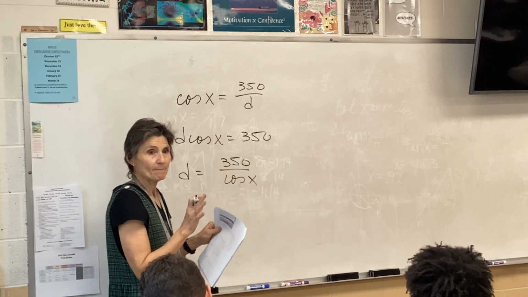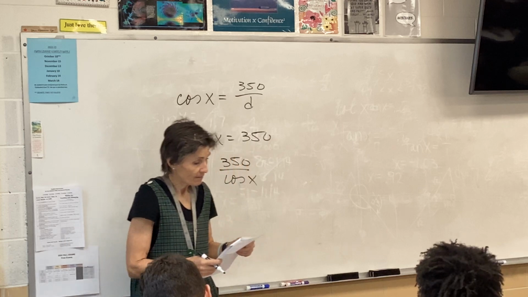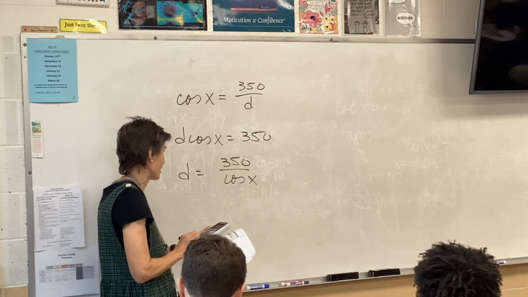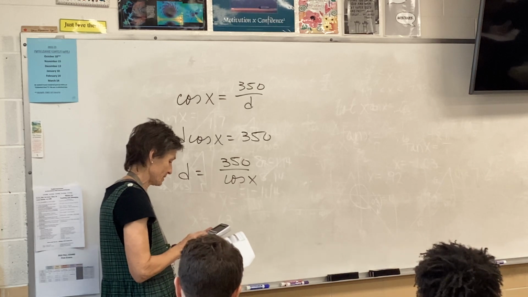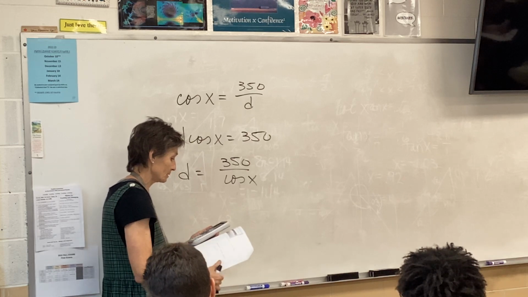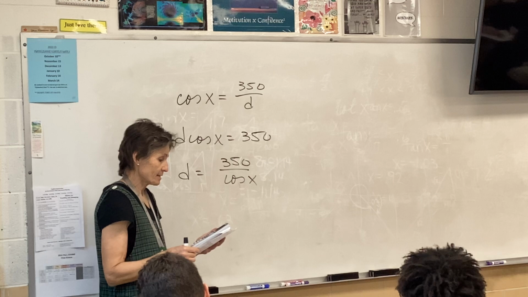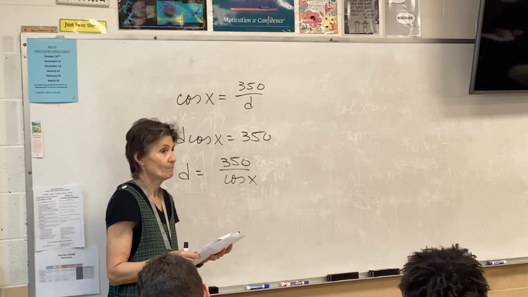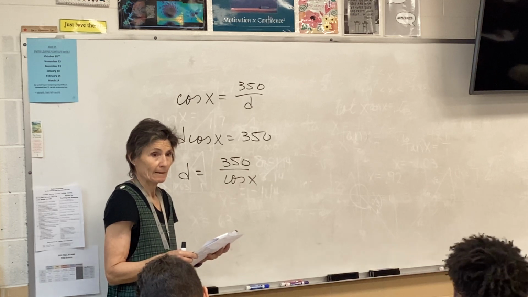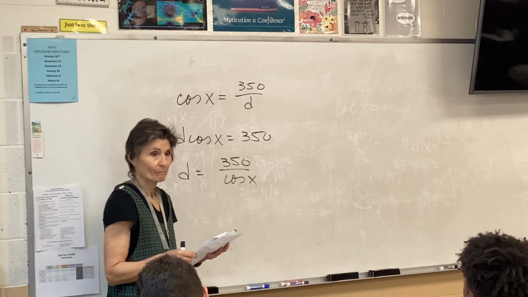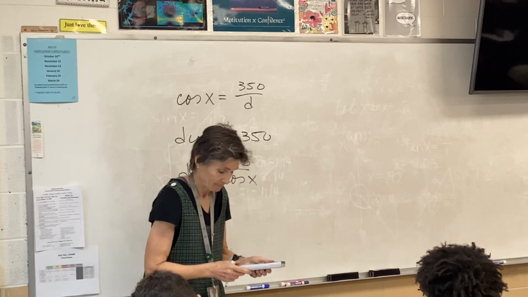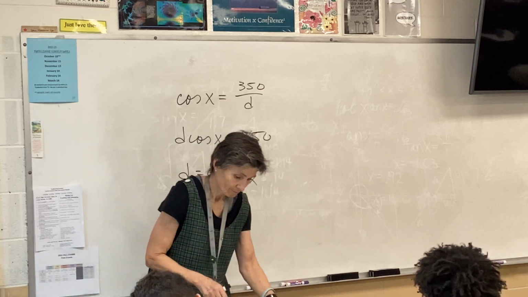Is everybody okay with that? Then it says, if x is 1.55 radians, what is d? Well, that's not a very hard problem. 350 divided by cosine 1.55. Did you get 16,831? Right? And that would be feet. That was easy.